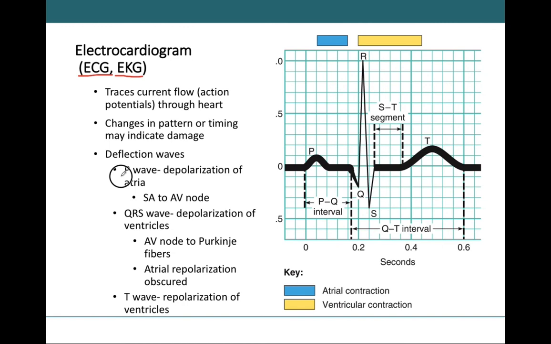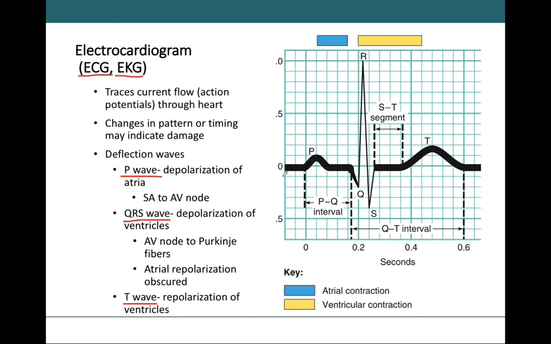The three deflection waves we have are the P wave, the QRS complex, or the QRS wave, and the T wave. Now, each of these deflection waves shows a different moment in the cardiac cycle. It shows different voltages going through different parts of the heart. So we'll actually be able to translate this information into what's actually going on in the cardiac cycle.